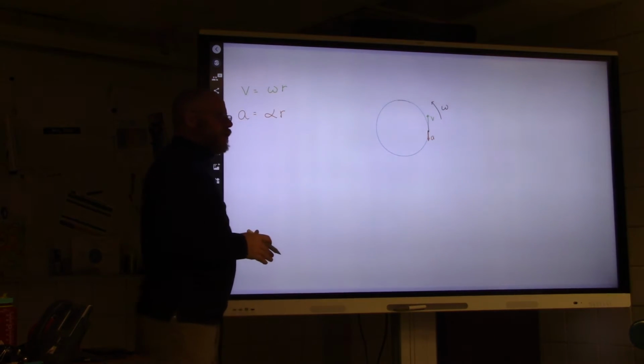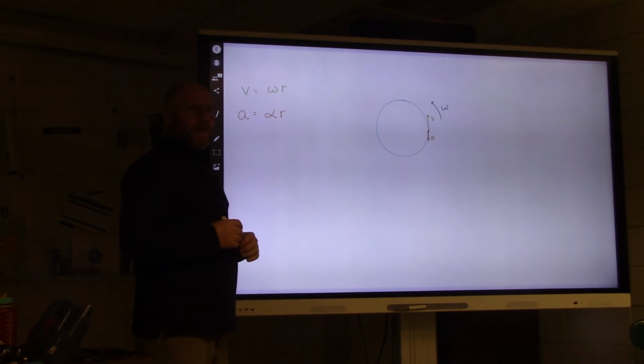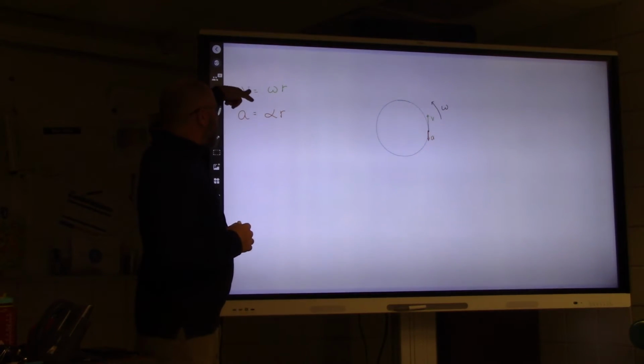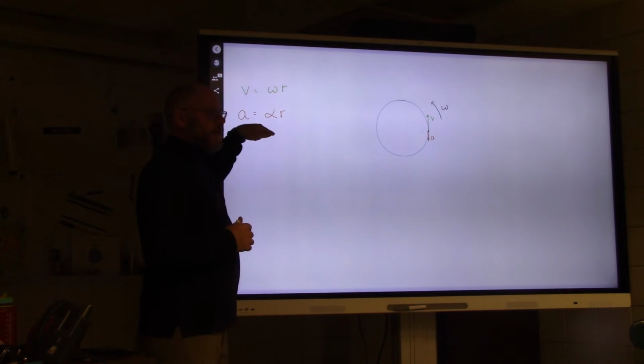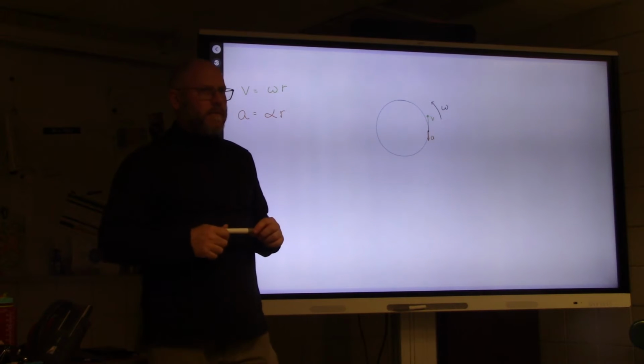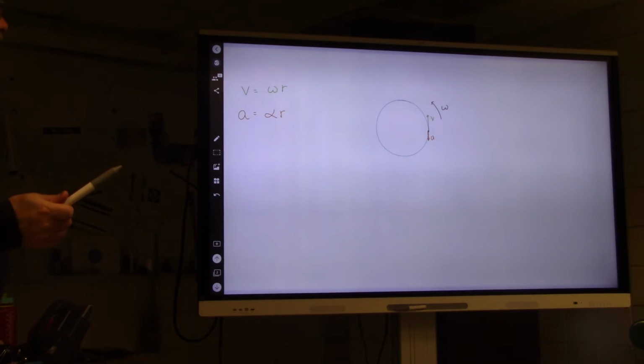this is the same relationship between your linear acceleration and your angular acceleration. You see, these are the same thing though, because if you just divide both sides by t, v over t is a, and omega over t is alpha, right? See how that works? You okay with that? But here's the thing.